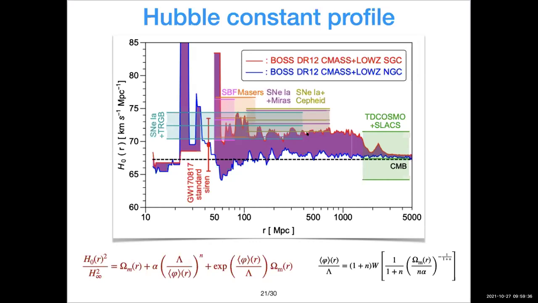So I have to point out that this is a very rough approximation for the local density. We just approximate the local density in a shell, but in fact we cannot actually do that, because every distance indicator has its own local density, and we should use that density to compute the Hubble constant we infer from that distance indicator. So this just gives you a general picture of this result.